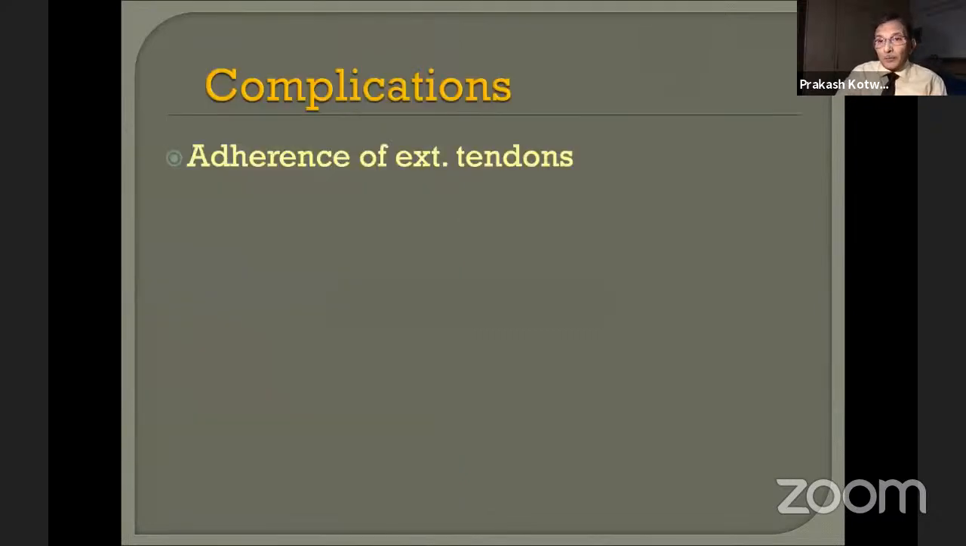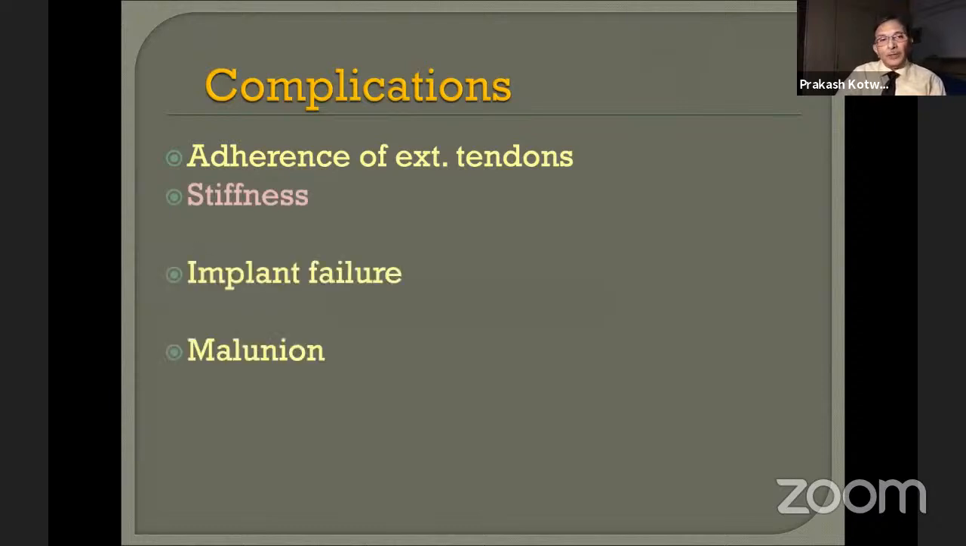The complications of dorsal plating would be adherence of the extensor tendons, which will lead to stiffness, implant failure, and malunion. The implant failure may happen because of the osteoporosis, malunion, and extensor tendon ruptures. About the extensor tendons, a lot has been talked about in the previous literature, because the plates irritate the tendons here. But that used to happen with the earlier plates.